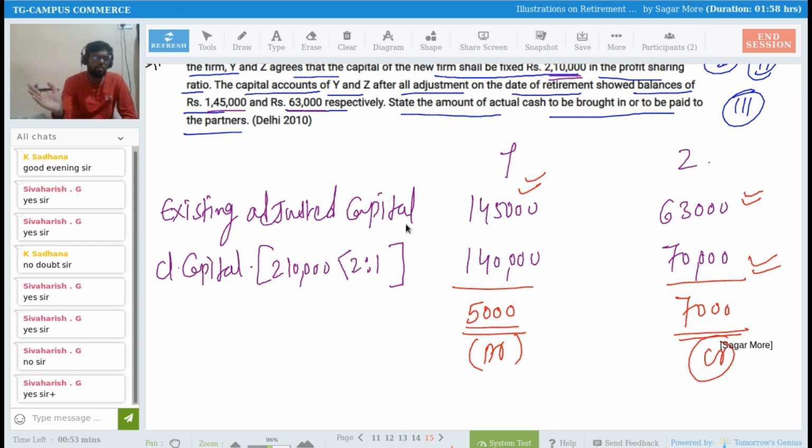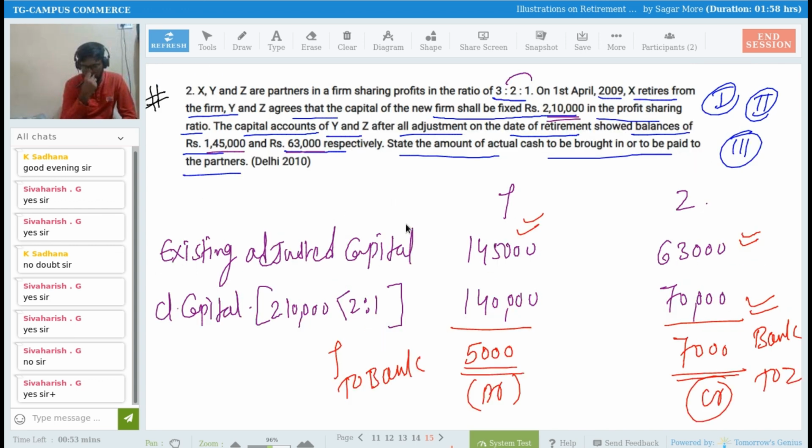And we have to pass the journal entry separately, right? Here we have repaid 5,000 to Y, so Y's account debit to bank account. And here he contributed 7,000 into the business, so bank account debit to Z's account. Yes, sir. Get it. Okay, good.